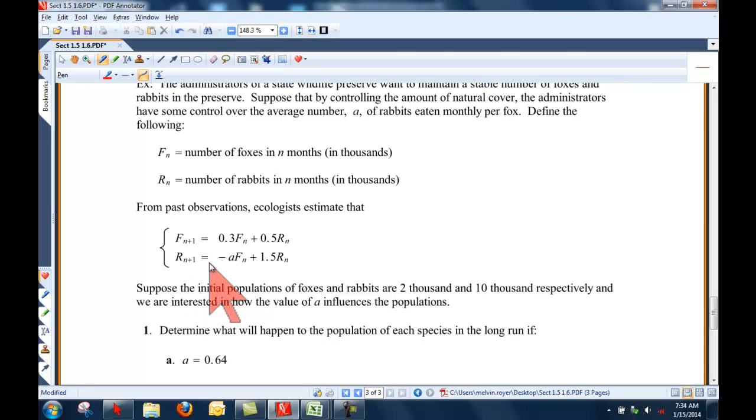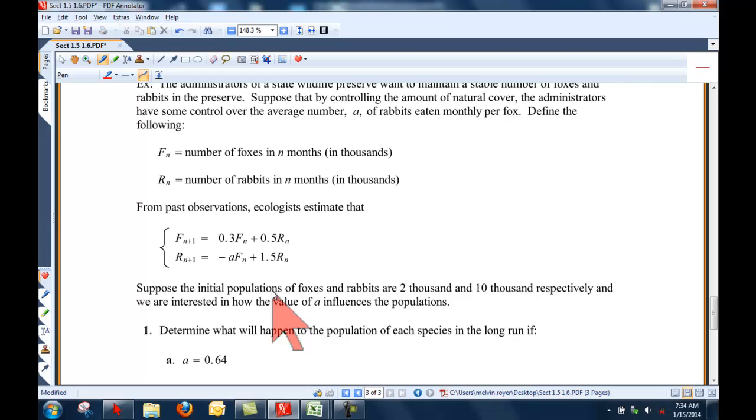The rabbit population, here's a negative term. A is going to be a positive number. So this says if you have a lot of fox, they'll tend to decrease the rabbit population. That's the munch-munch effect. And here is a positive term. If you have rabbits, you'll get more rabbits. Notice that the birth rate for the rabbits is much higher than the birth rate for the fox. That's reasonable and certainly what we're going to do in this model.